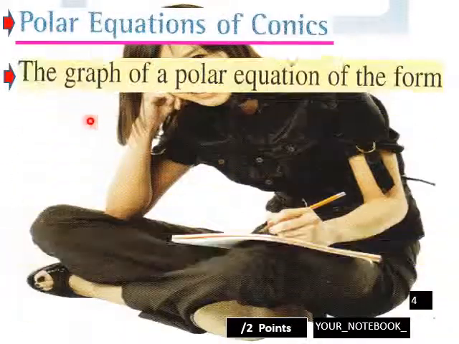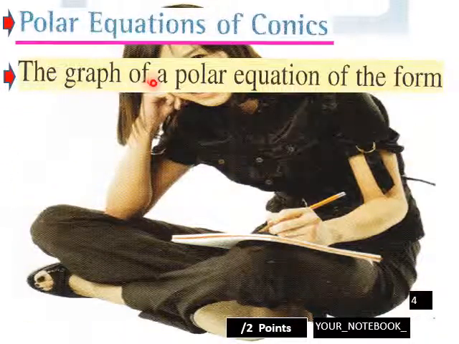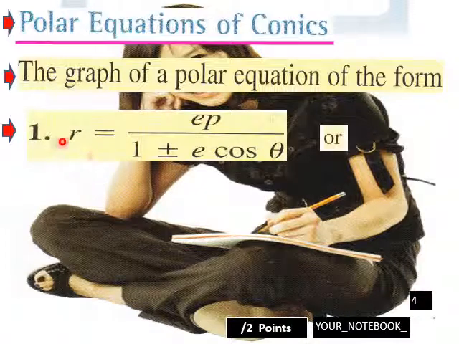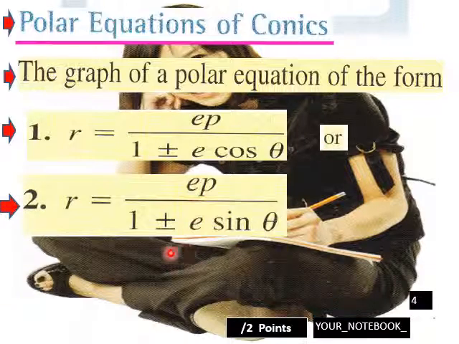So, polar equations of conics. The graph of a polar equation of the form 1, r equals EP over 1 plus or minus e cosine theta, or 2, r equals EP over 1 plus or minus e sine theta. So we have the graph of these polar equations of these two different forms here. We have a cosine form, and then we have a sine form here.